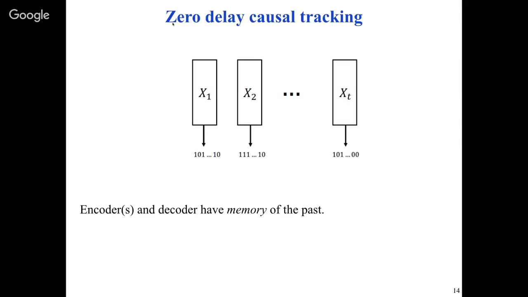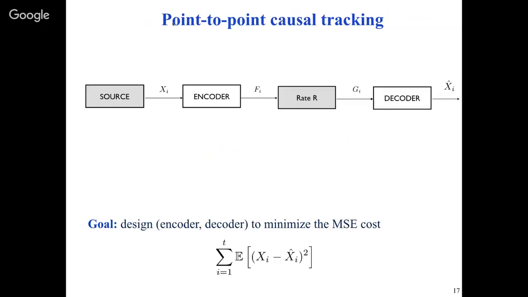Another very important thing here is that the encoder, or encoders in those cases where we have multiple encoders, have memory of the past. So when you are at time i, you remember what happened at previous times. Both the encoder and the decoder remember that. Okay, and what we would like to do, let me show you the first here. So this is the causal tracking problem. We would like to track the source.